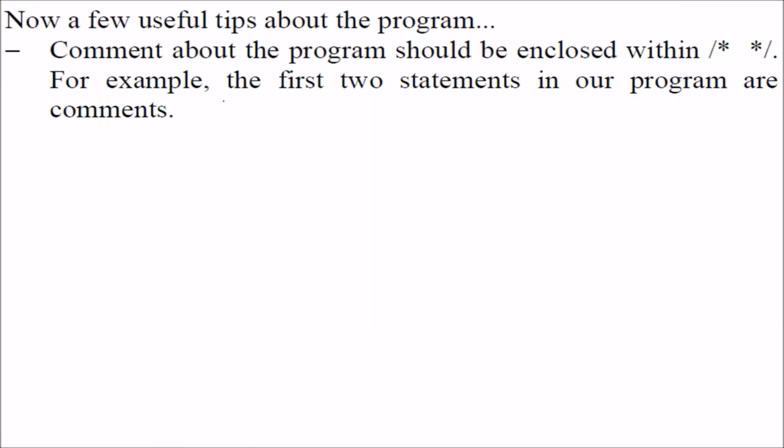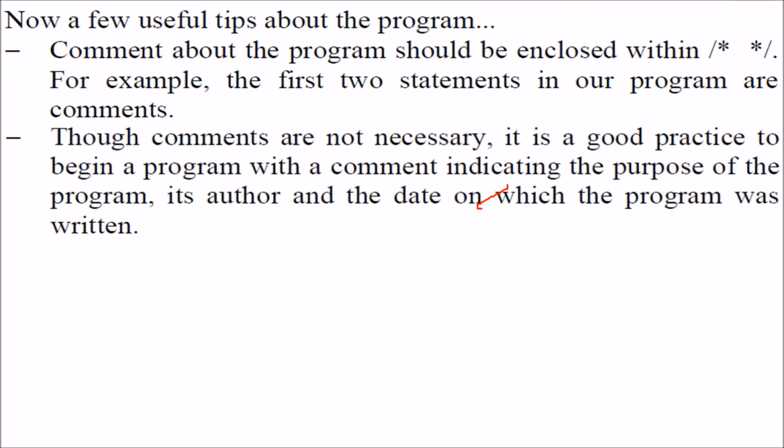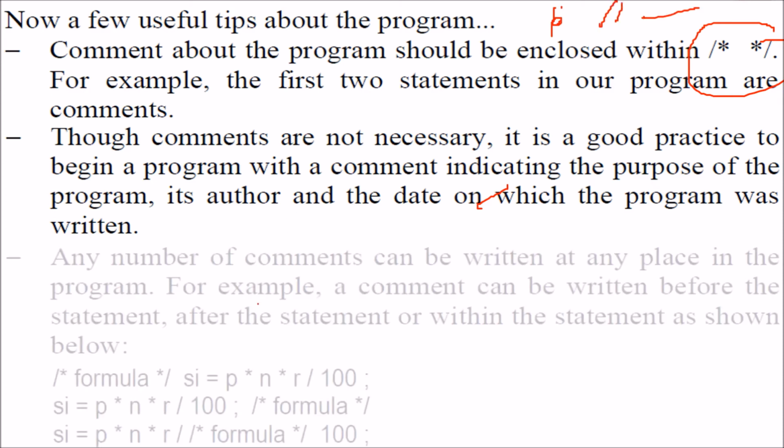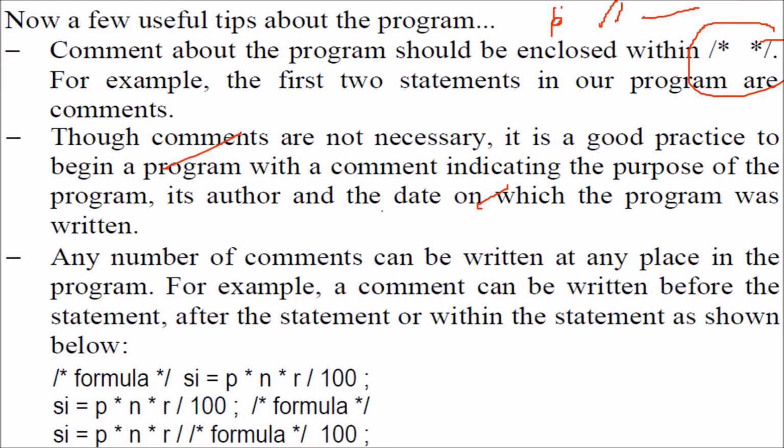So a comment can be given in between slash star and star slash, and this is a multi-line comment. If you want to give multi-line, you have to use this because we have a compiler which supports C++ also. You can use two slashes in order to write a one-line comment. These are not necessary, but they will increase the readability of the program, and any number of comments can be written, but more comments will give you more readability.